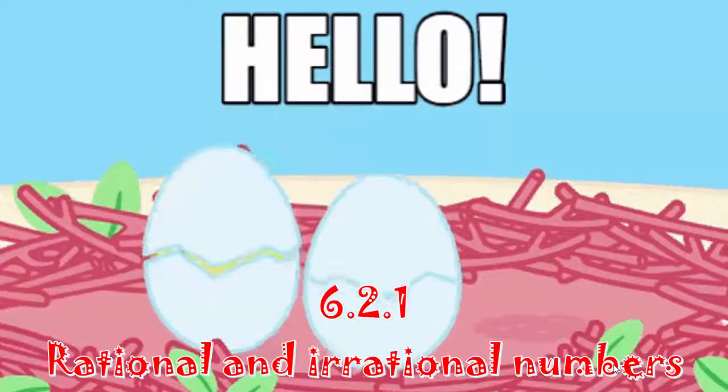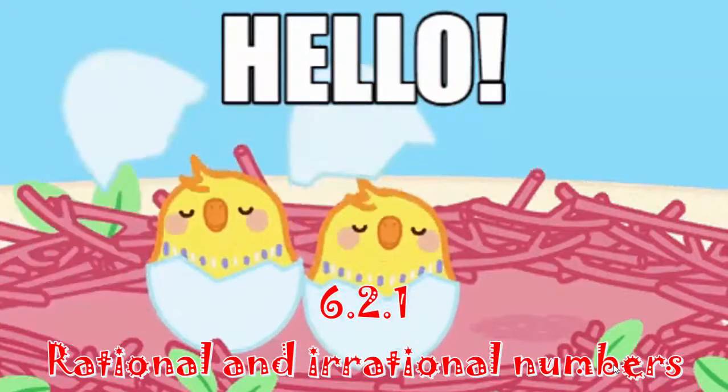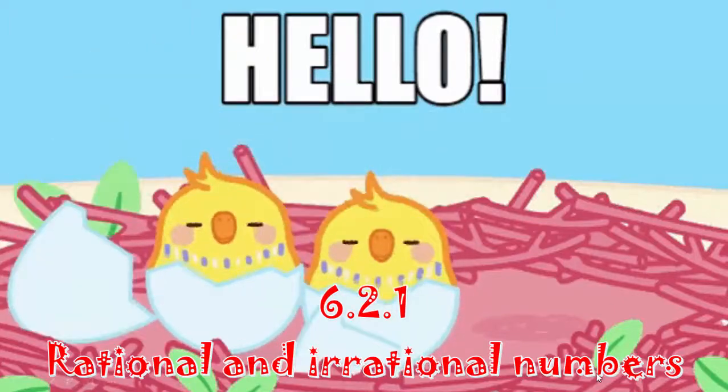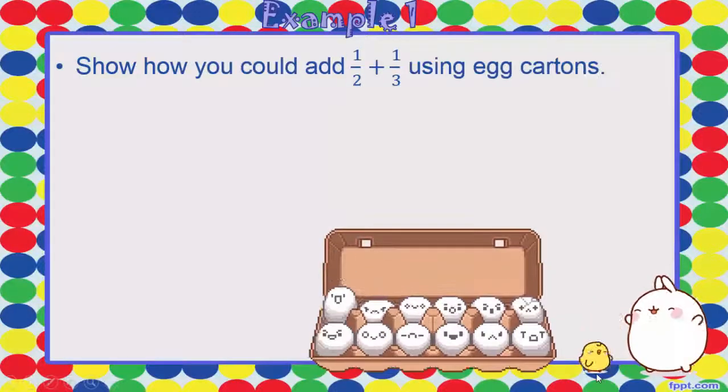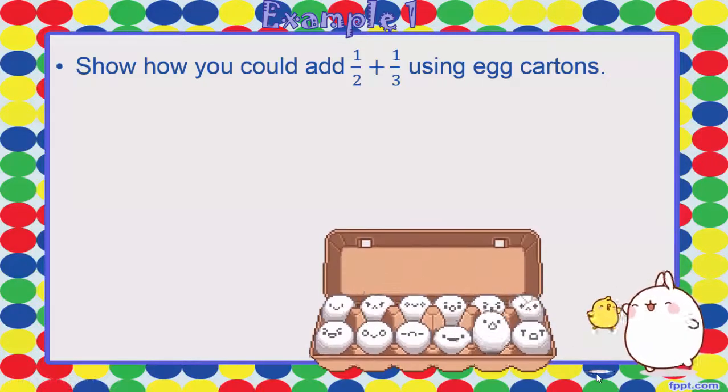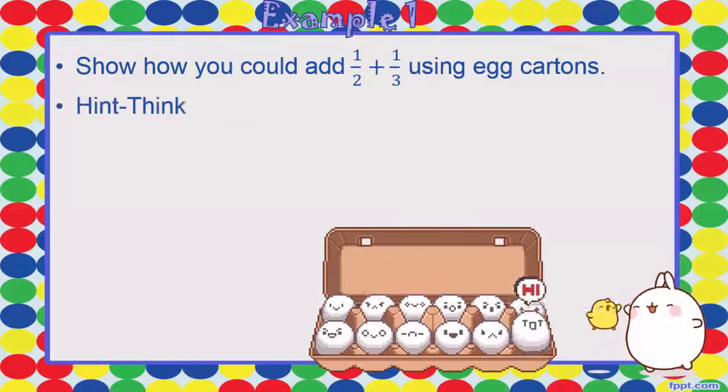Hello everybody, welcome to chapter 6.2 part 1, Rational and Irrational Numbers. In example 1, we're going to show how to add 1/2 plus 1/3 using egg cartons.